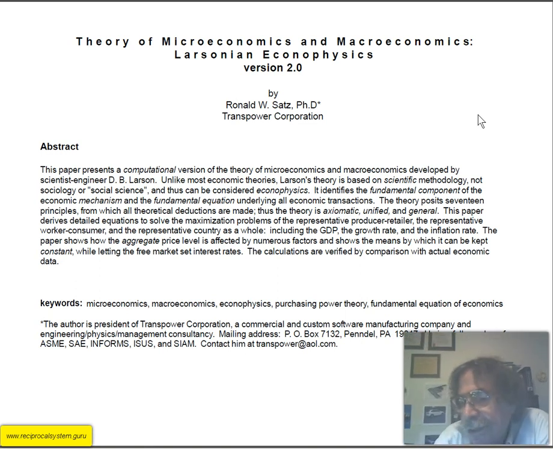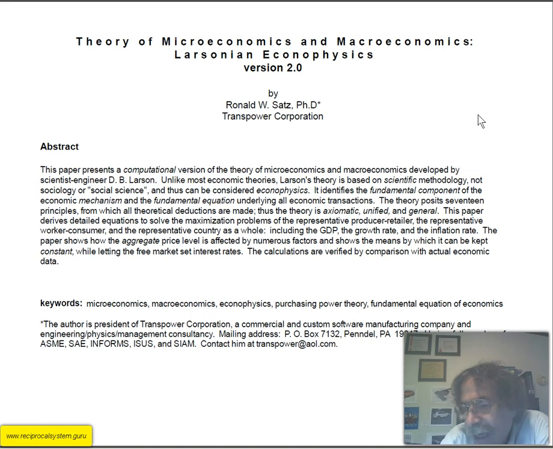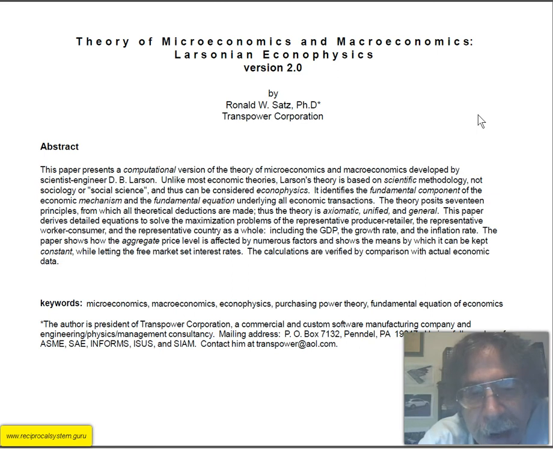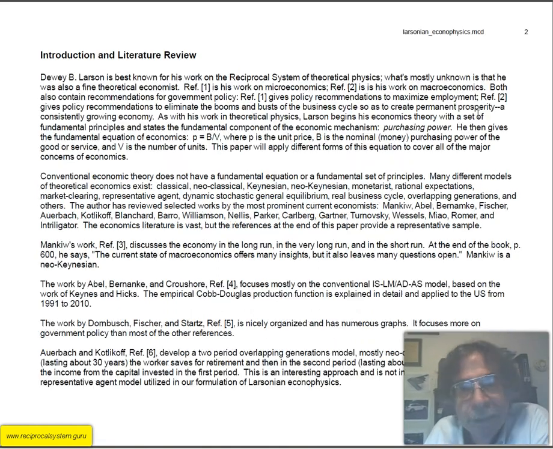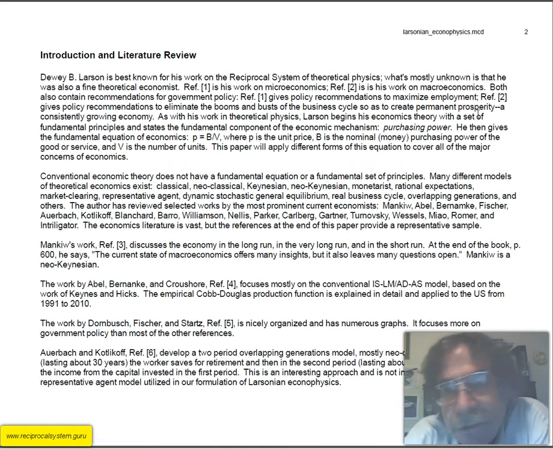The calculations that I'm giving here are verified by comparison with actual economic data. Okay, so we have these keywords: microeconomics, macroeconomics, econophysics, purchasing power theory. Purchasing power is very important in this theory. And the fundamental equation of economics. Okay, so that's the abstract. Now let's go to the introduction and literature review.